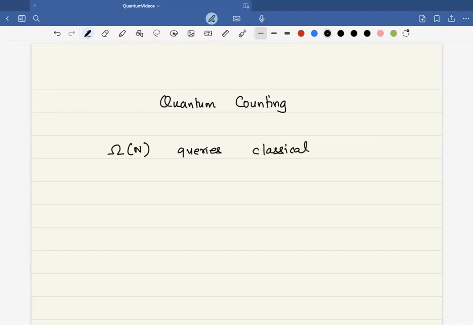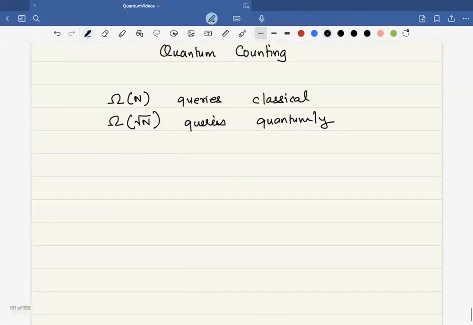So today I'm going to talk about a quantum algorithm that reduces the number of queries to square root of n queries quantum. Okay. So the idea is quite simple.